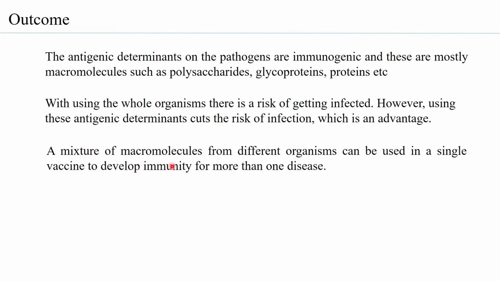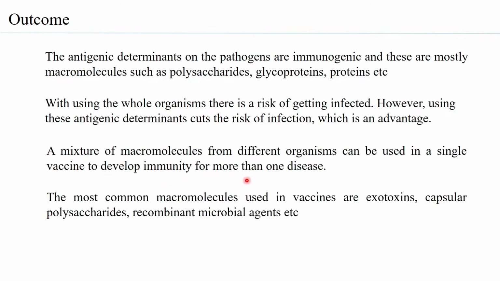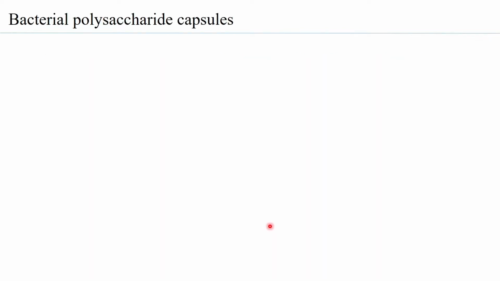A mixture of macromolecules from different organisms can be used in a single vaccine to develop immunity for more than one disease. The most common macromolecules used in vaccines are exotoxins, capsular polysaccharides, recombinant microbial agents, etc. We will first consider the bacterial polysaccharide capsules.